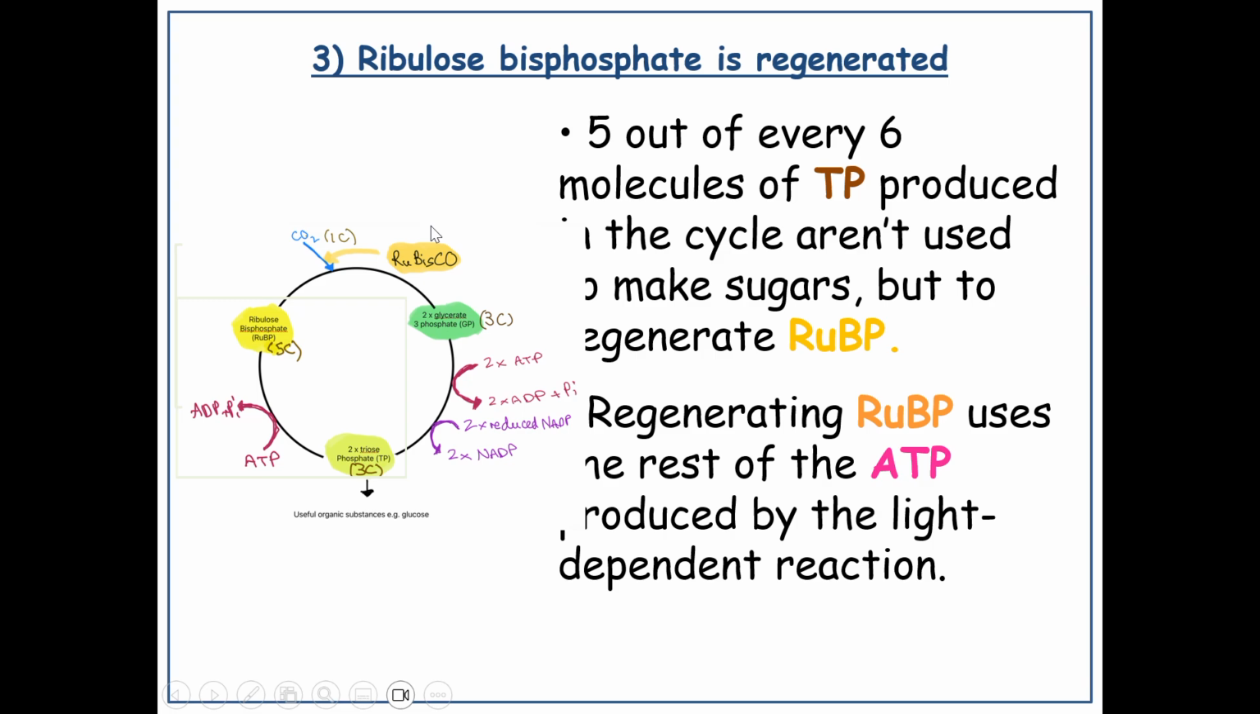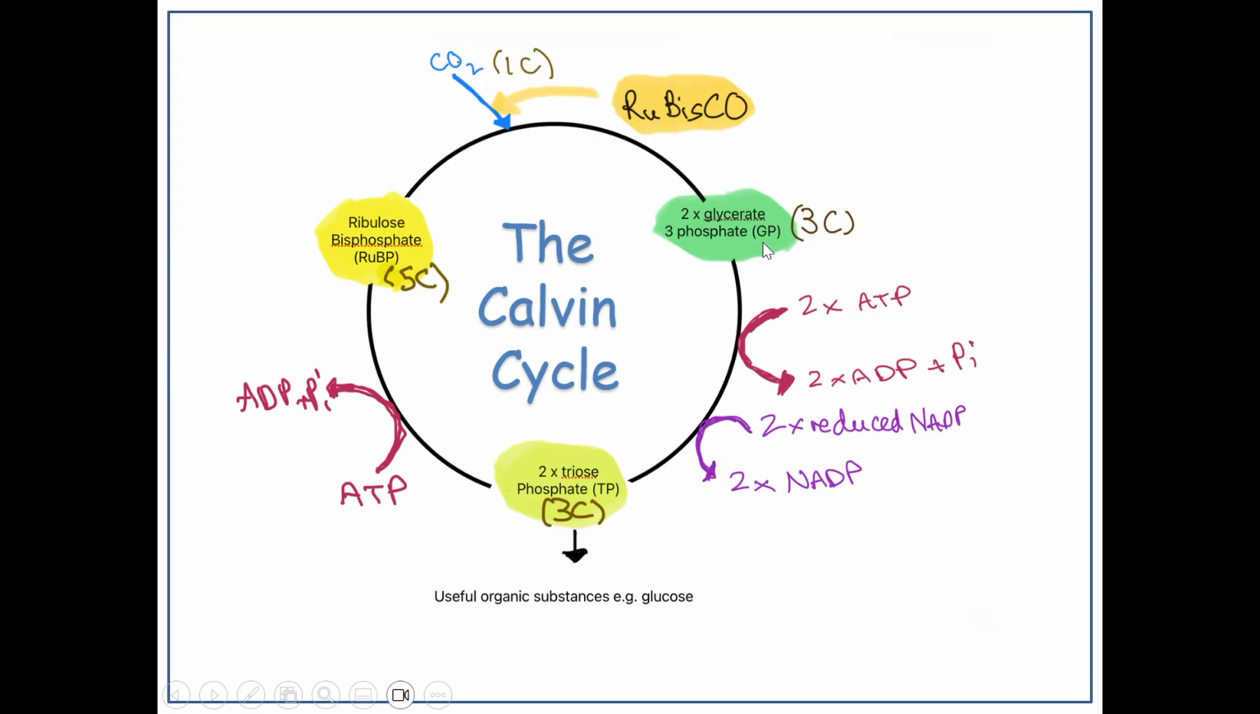However, most of it is actually regenerated. Most of it turns into ribulose biphosphate again. So 5 out of every 6 molecules of TP produced in the cycle aren't actually used to make sugars, but are used to regenerate ribulose biphosphate. Regenerating ribulose biphosphate uses the rest of the ATP that was produced in the light-dependent reaction. So that is the Calvin cycle.